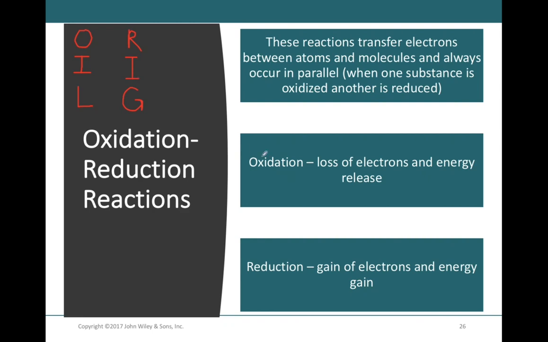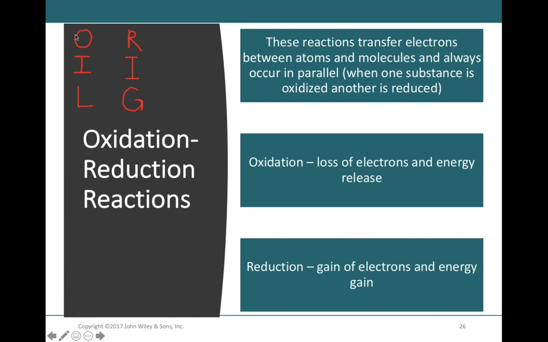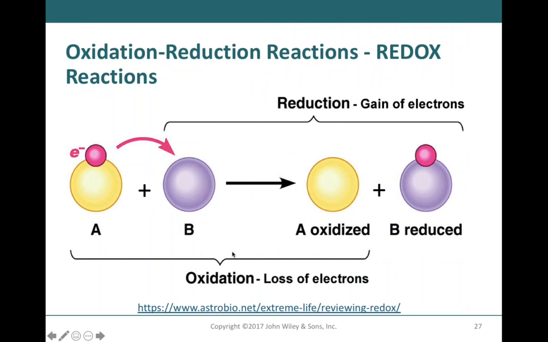So oxidation is the loss of electrons. Reduction is the gain of electrons. So what OIL RIG stands for is: oxidation is loss, and reduction is gain. So that's how you can remember. This little mnemonic here will help you to remember which one is going to be losing electrons and which one's going to be gaining electrons. So oxidation is loss, reduction is gain. So this is the way you can remember oxidation and reduction reactions.